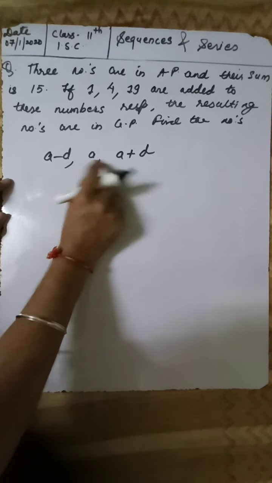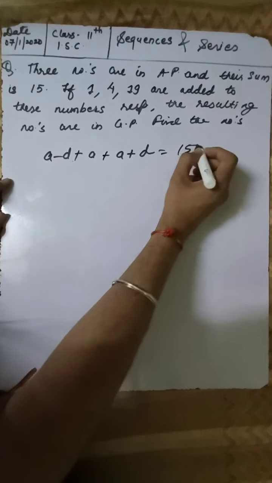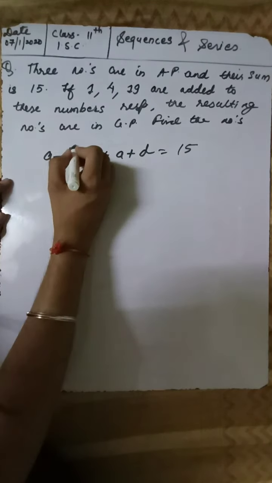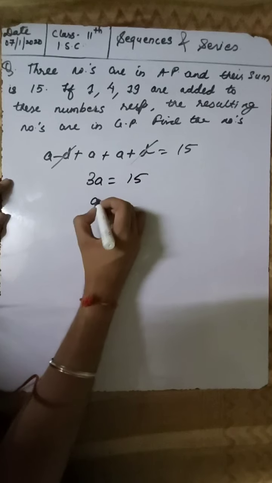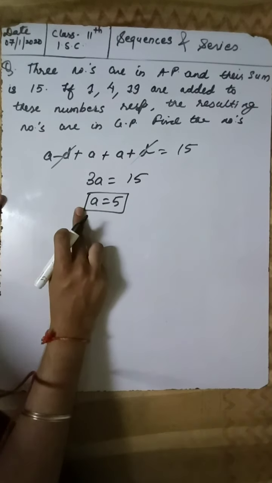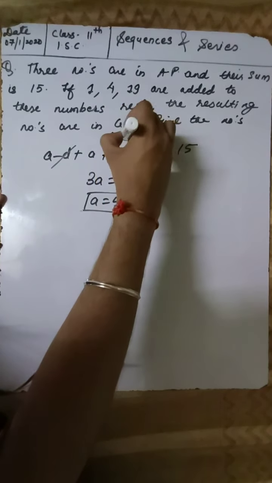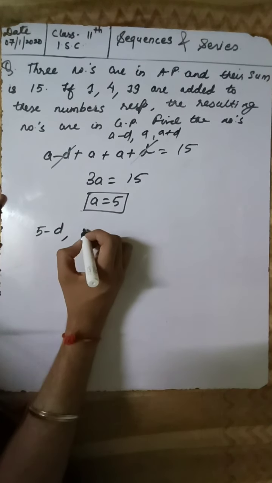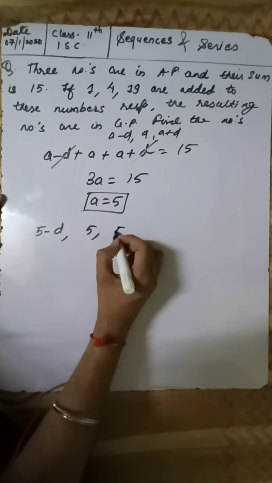Because they are in AP, if I add them, 15 is given to us in the question, and this d can be easily cancelled, and we'll get 3a equal to 15 and a is equal to 5. So we got a as 5, right? Now put here in whatever three numbers we have taken, we took a minus d, a and a plus d. So those three numbers will be now 5 minus d, 5 and 5 plus d.